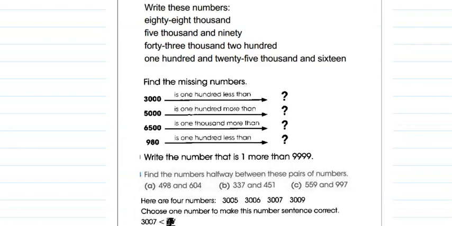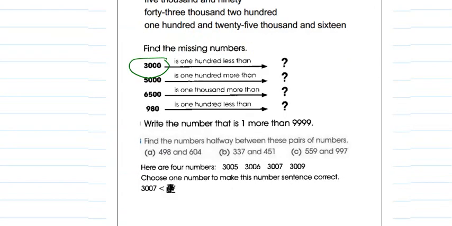3,000, as we said before, we're going to discuss the hard questions. 3,000 is less than, so I need here a bigger number.